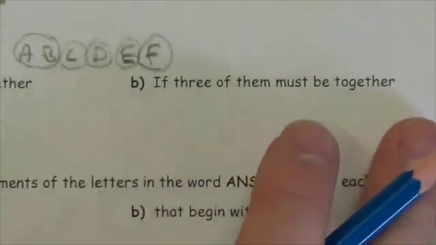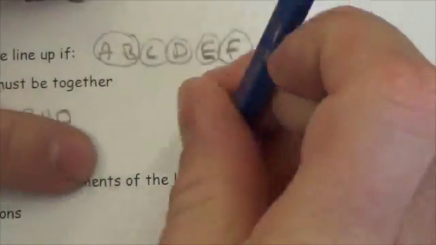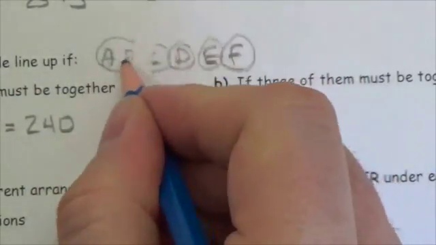Okay. Now, let's make this a little bit more interesting here. What if 3 of them have to be together? You've got 3 of them that are best friends, this little group here. Well, let's just say, for argument's sake, that that's the group here, ABC.